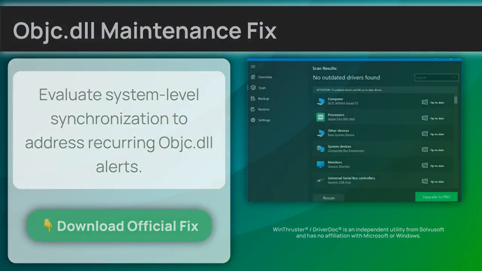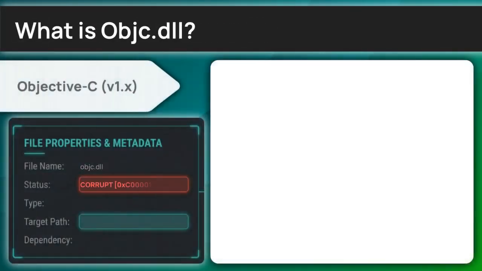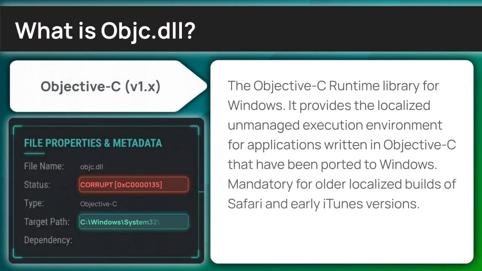This is the Objc-C library, the Objective-C Runtime library for Windows. It provides the localized unmanaged execution environment for applications written in Objective-C that have been ported to Windows. Mandatory for older localized builds of Safari and early iTunes versions.